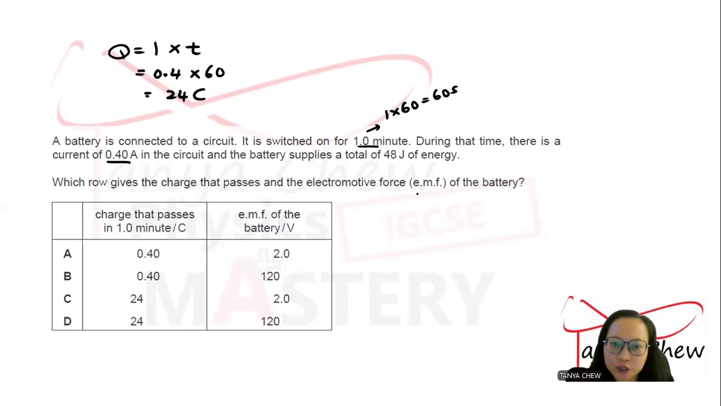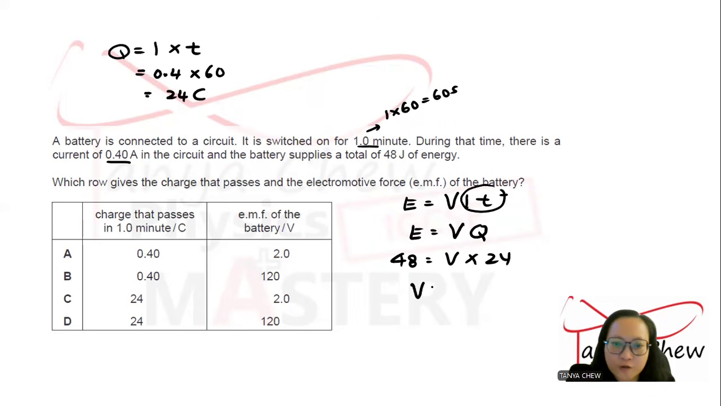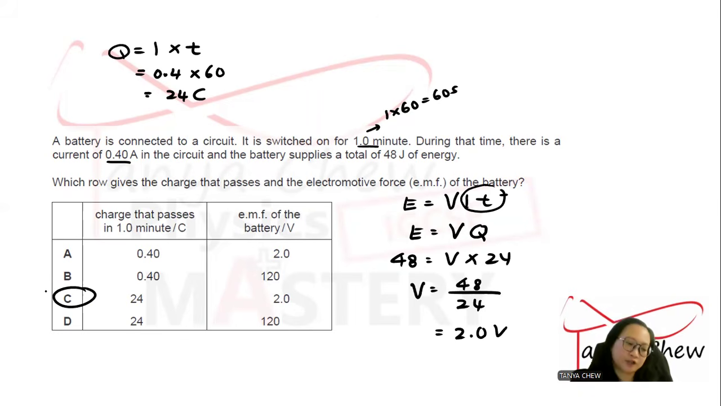And then the energy, remember what I told you? E equal to VIT. And IT is equal to charge. So I'm going to use E equal to VQ. Energy is 48 joules. V I don't know, but the charge is 24. So V is equal to 48 divided by 24. So this is 2 volt. C is the answer.